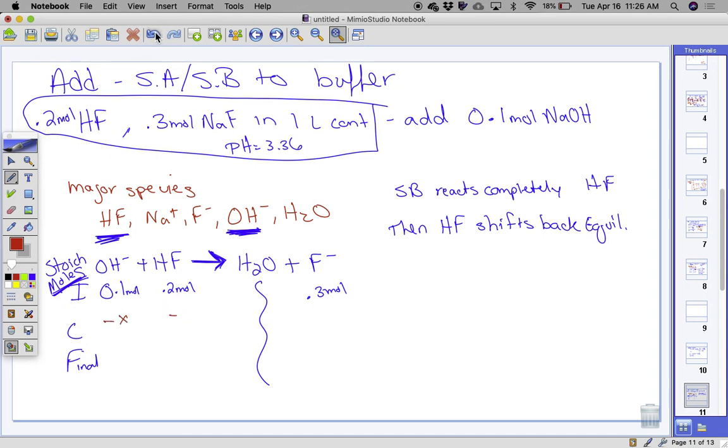Oh, not X. We're not doing equilibrium. It's stoichiometry. So if it's stoichiometry, which one's the limiting reagent?